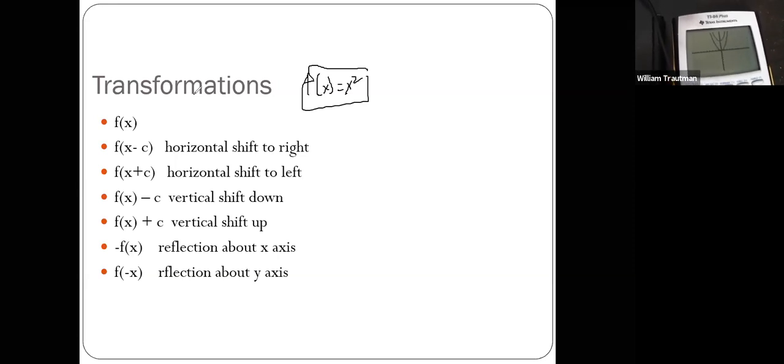However, a minus on the inside, you'd think a minus would move it to the left, but it doesn't. A minus moves it to the right on the inside, and a plus on the inside moves it to the left.